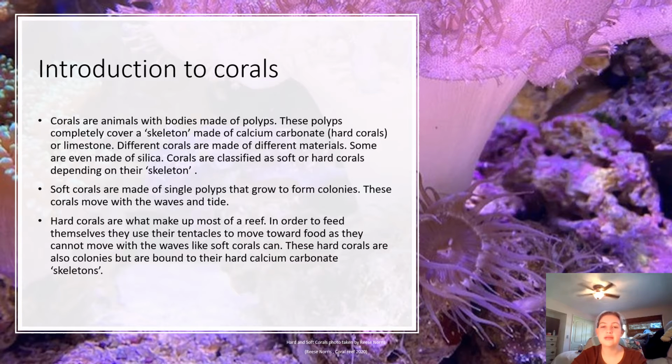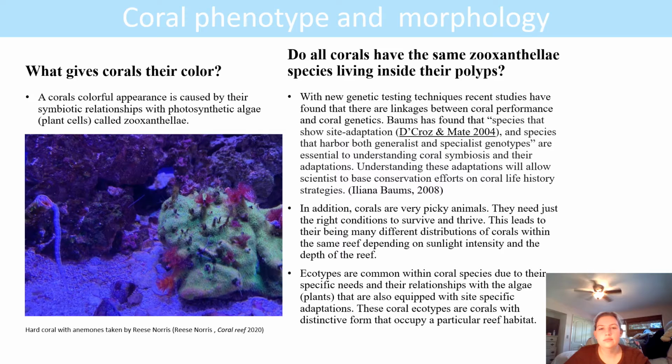Soft corals are made of single polyps that grow to form colonies. These corals move with the waves and tide, and that is how they collect their food through suspension feeding and collecting the food particles within the water. Hard corals are what make up most of a reef. In order to feed themselves, they use tentacles to move towards food as they cannot move with water like soft corals can. These hard corals are also colonies but are bound to their calcium carbonate skeletons.